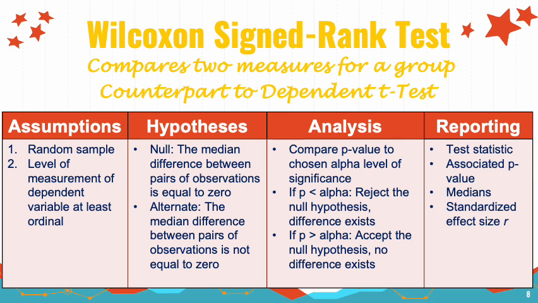For a Wilcoxon sign rank test, the null hypothesis would generally state something such as the median difference between the pairs of observations is equal to 0, and the alternate hypothesis would generally state something similar to the median difference between the pairs of observations is not equal to 0. As a reminder, this test is looking at the median difference between the change in the dependent group, not the medians of the group. So we talked about this with the dependent sample t-test, and it's the same concept.